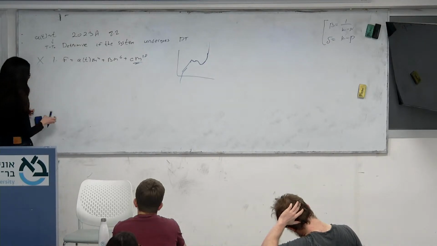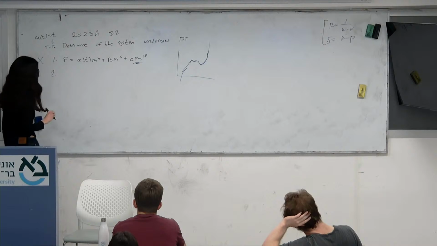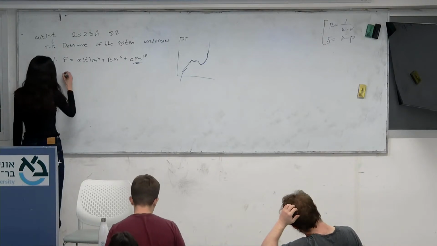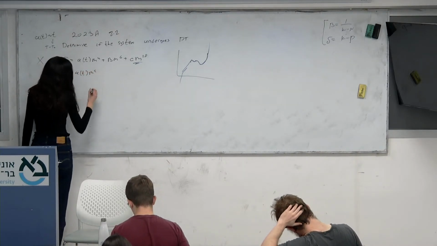So really not a phase transition. Number 2. So this is f equal to a of t, m to the power 5.